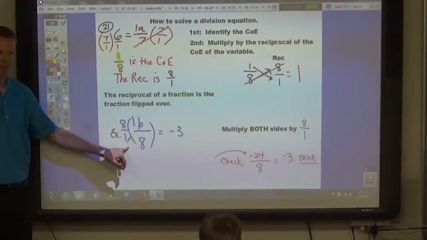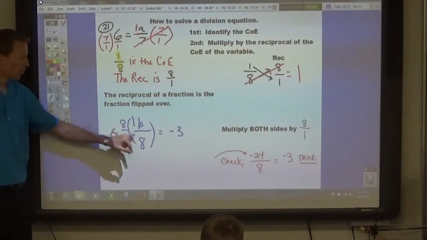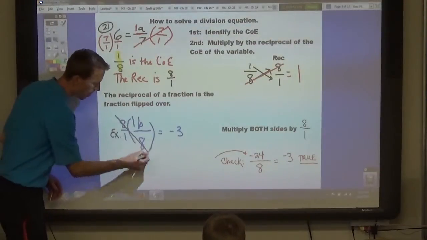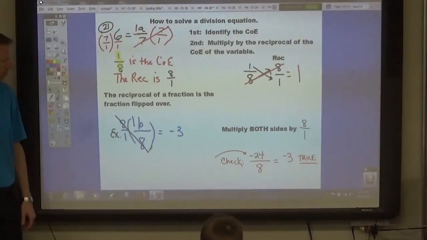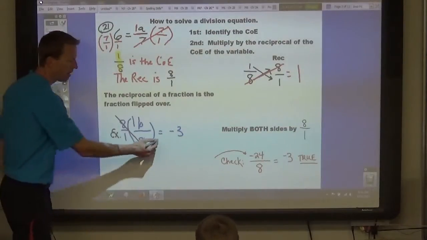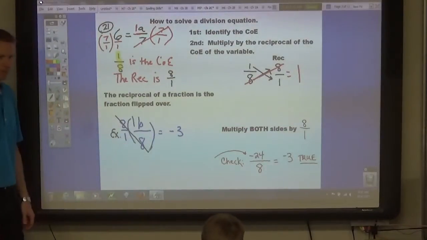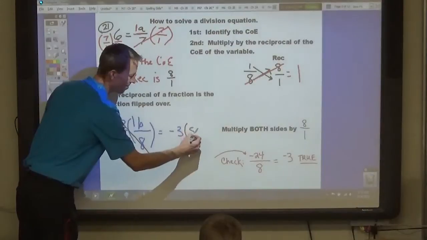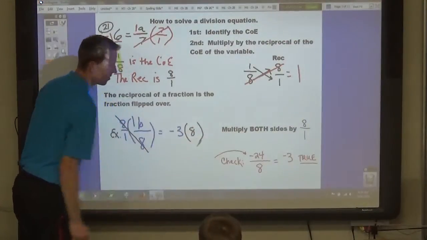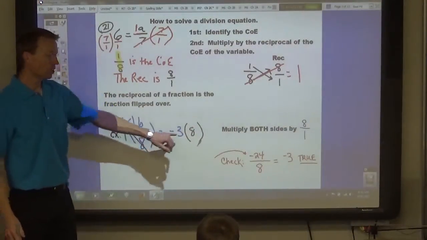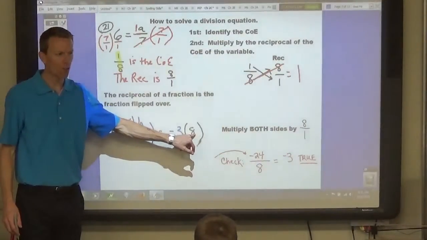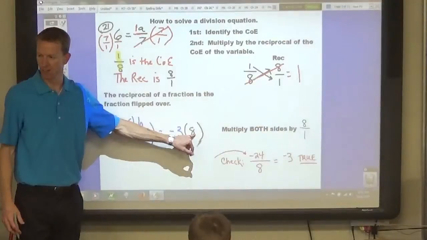Okay? Now, what do I need to do with the 8s? Cross them off. Then I can go to the other side and write 8. Could I just write 8 here? Yeah. I could, because 8 and 8 over 1 are the exact same thing.